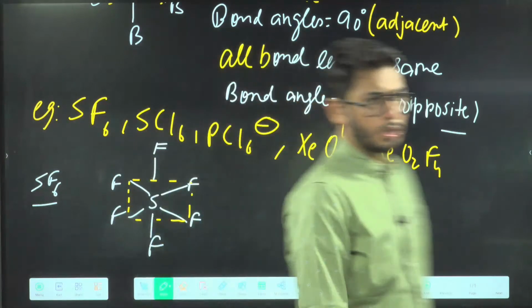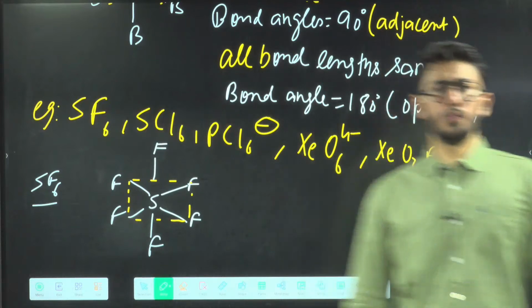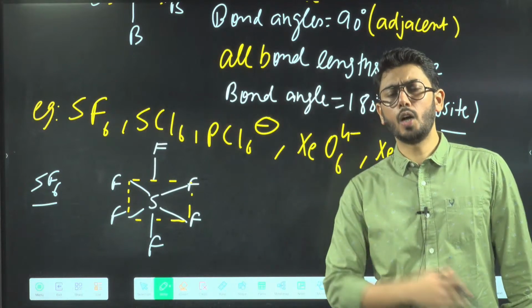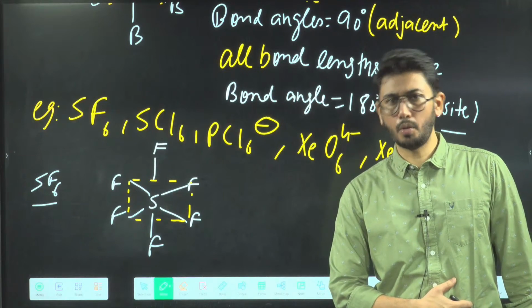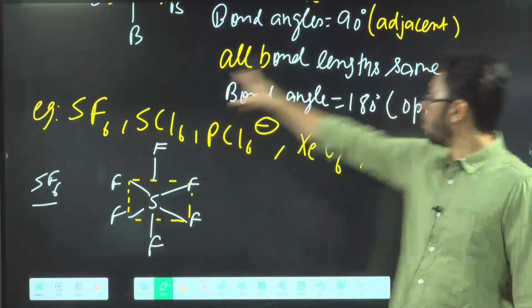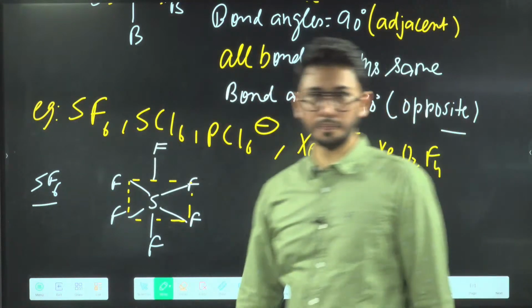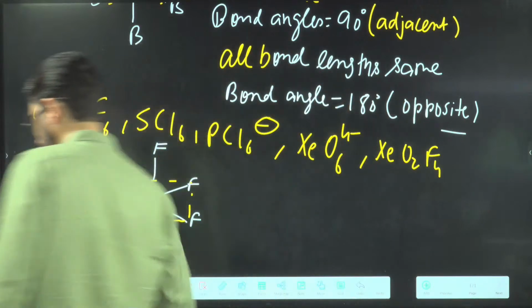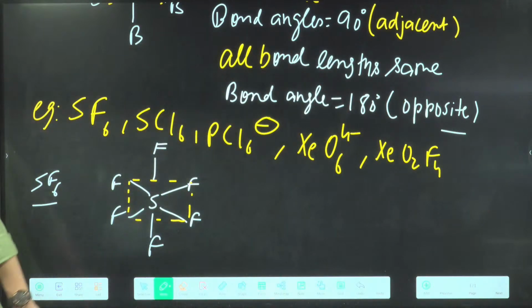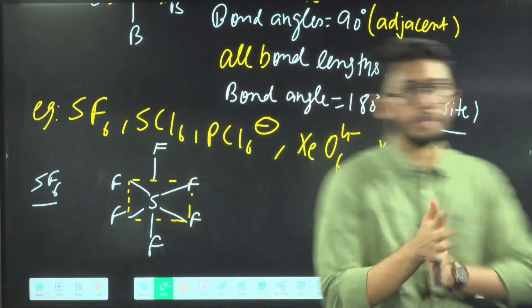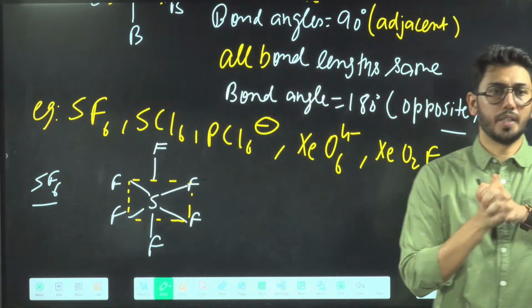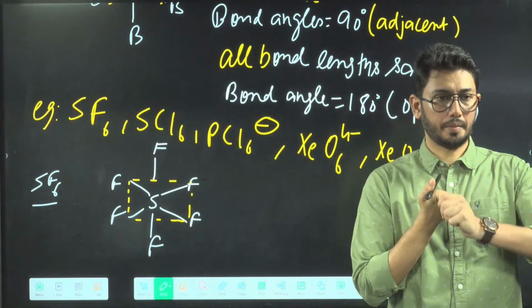Now, if I ask you a question, if you remember, we have done in AB4 type how many 109.5 degree bond angles there are. Now here tell how many 90 degree bond angles are there in octahedral geometry?